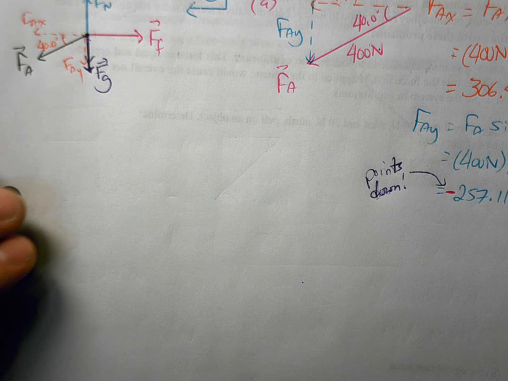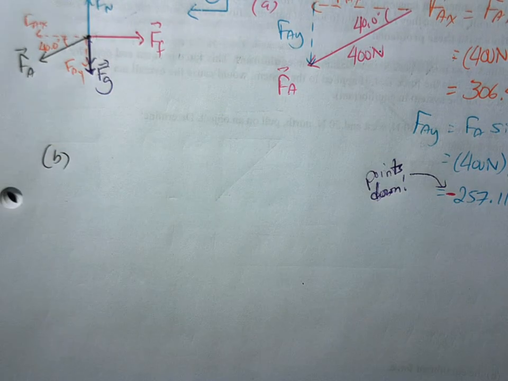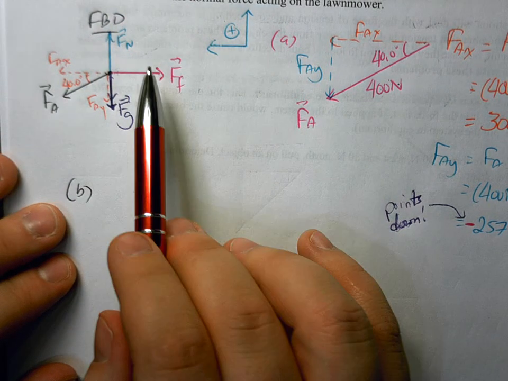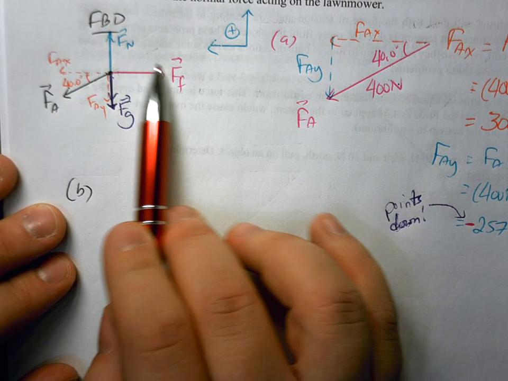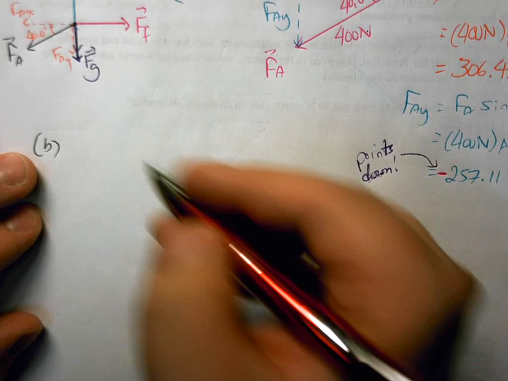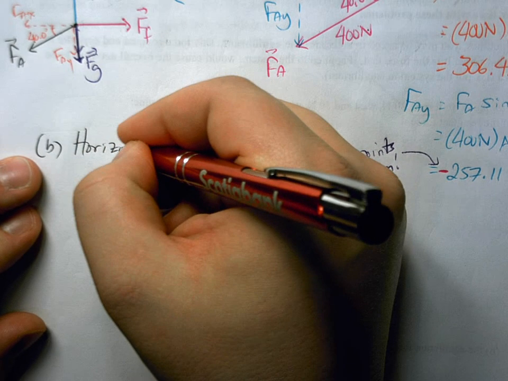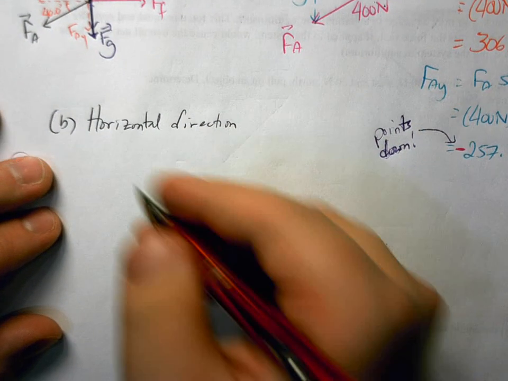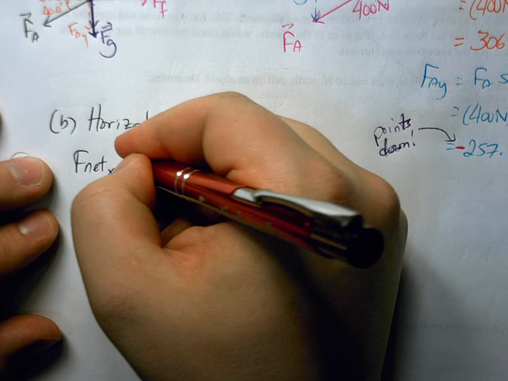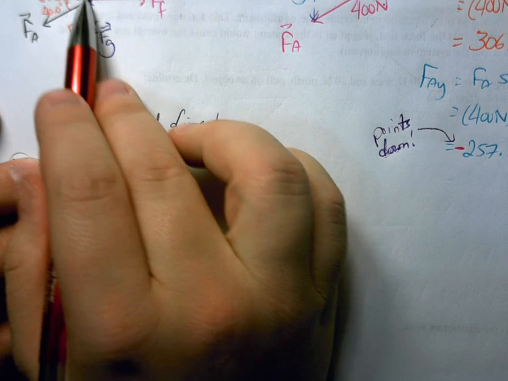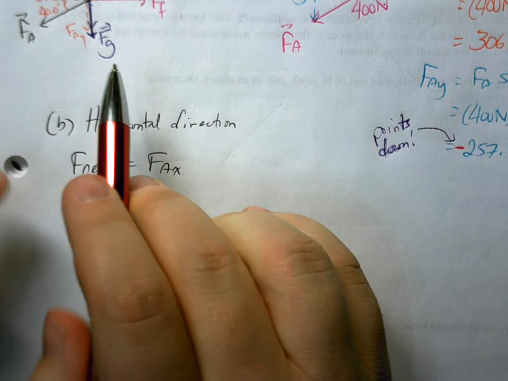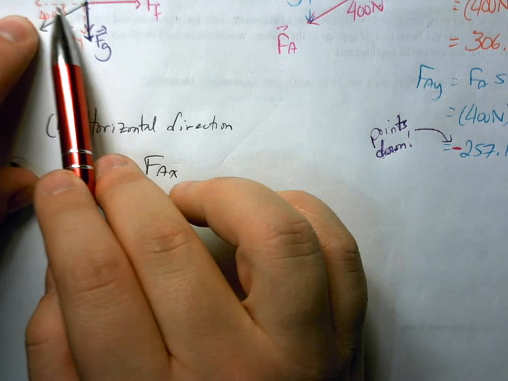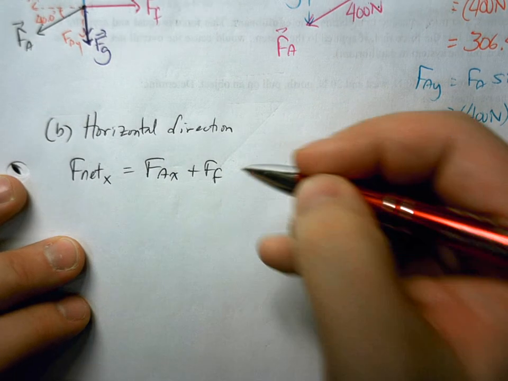So part B has asked us to look at the magnitude of the force of friction between the grass and the lawnmower. The force of friction is acting in the horizontal direction. So if it's acting in the horizontal direction, let's look at horizontal forces. My net force in the x direction is going to be this applied force in the x direction, so that FAX, not FA, the x component of FA, plus that force of friction.